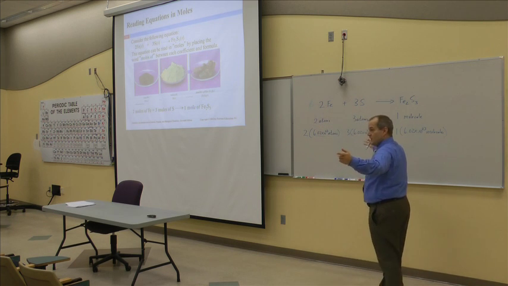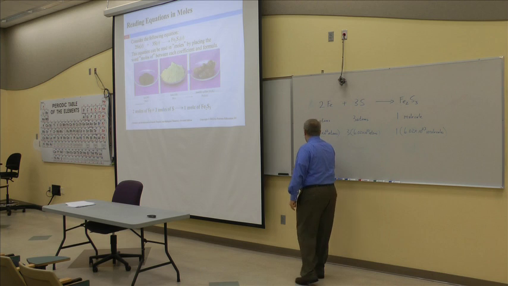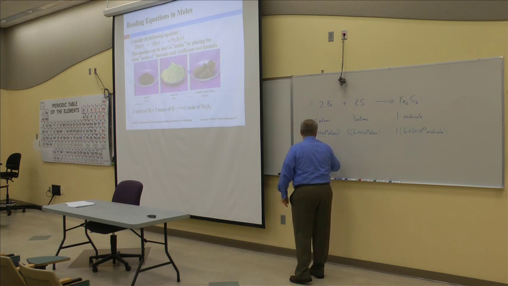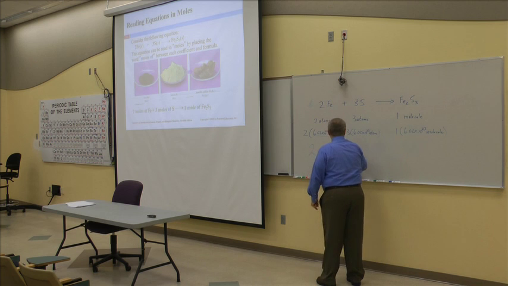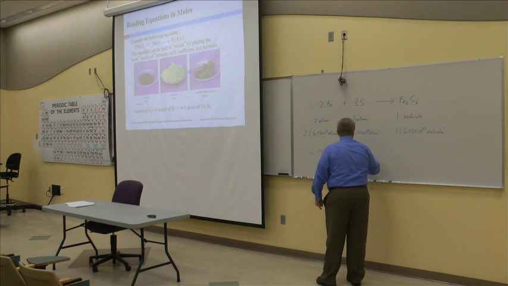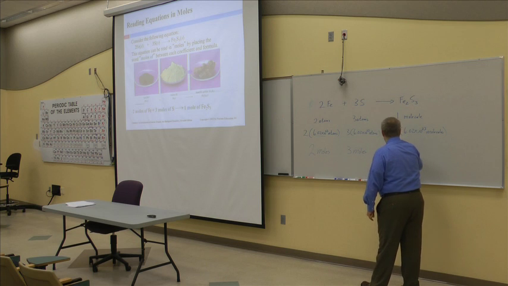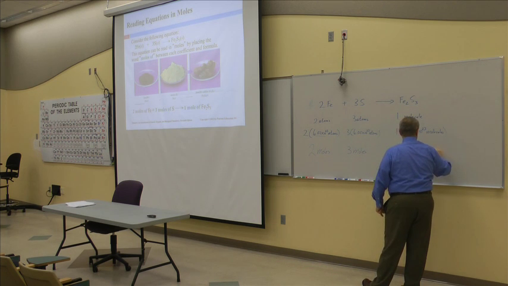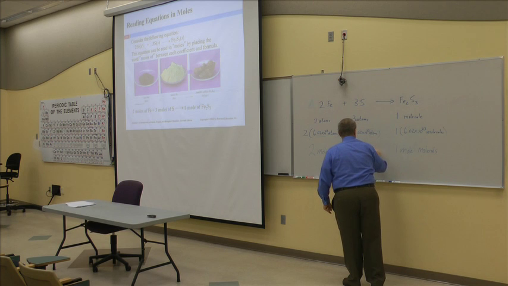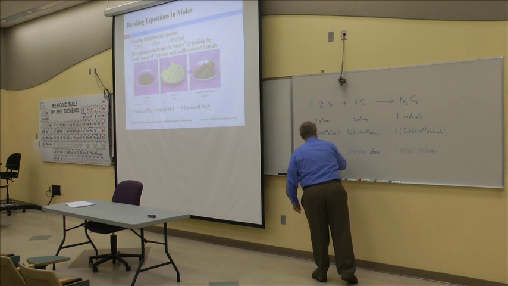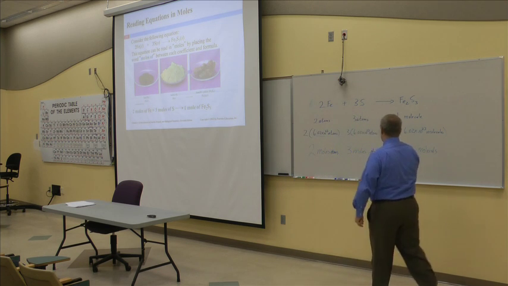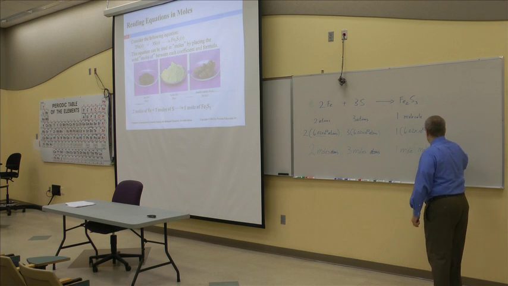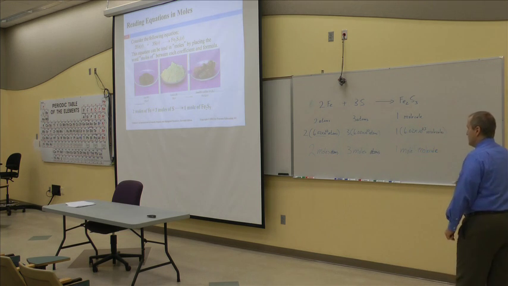Right? So this is also saying 2 moles of iron, 3 moles of sulfur gives me 1 mole of a molecule. Oops. I'm going to put atoms here, I guess. Yeah. 2 moles of atoms, 3 moles of atoms, 1 mole of molecule. Okay? So that's what that equation means.